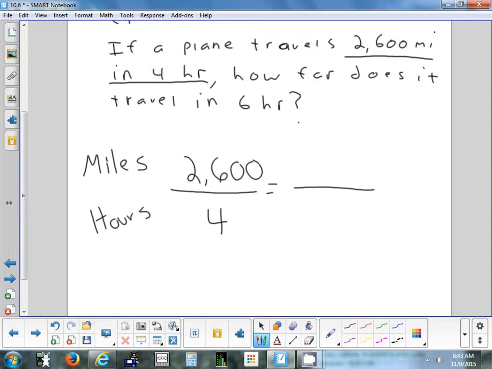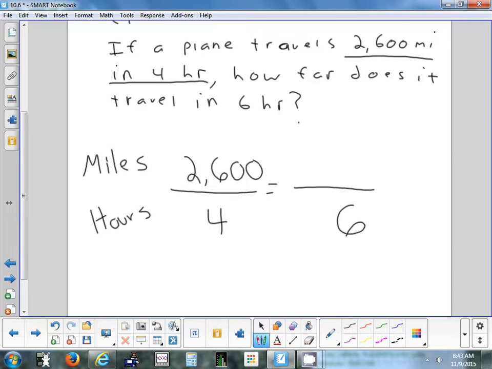So how far does it travel in 6 hours? Am I going to put a number on the top or a number on the bottom? Bottom, right? Because what am I putting on the bottom again? Hours, right? So I'm going to put my 6 on the bottom. That's where my hours go. What about on top?